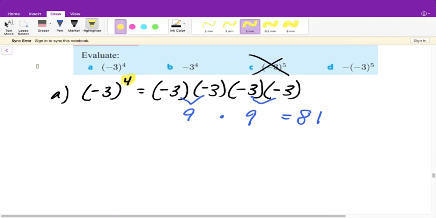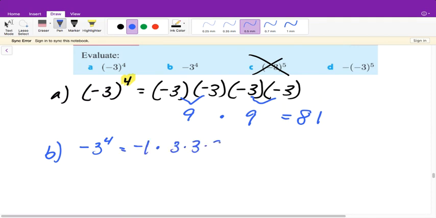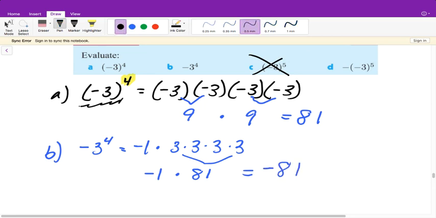All right, so for the next one, for B, it is going to be negative 3 to the fourth power. Well, this is equal to negative 1 times 3 times 3 times 3 times 3. We just solved that 3 to the fourth power is 81. So then this will be negative 1 times 81 or negative 81. See, the difference between this number here and this number here is the negative is included in our base because it's in parentheses, but it's not included here because it's not in parentheses. So that means just the 3 is being raised to a power.